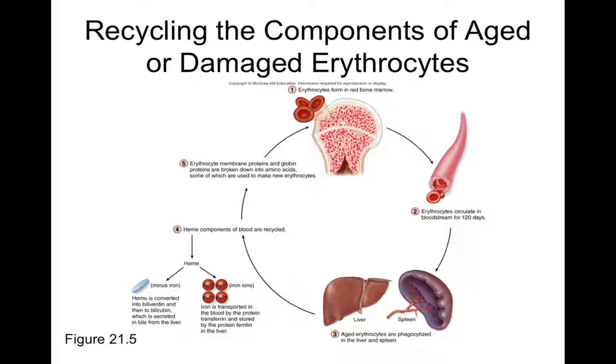Yeah, exactly. Now, what's interesting too, you guys, is that this bilirubin can be broken down further by bacteria in your gut into something called stercobilin, which is brown. And this is one of the reasons why feces are brown, because it's broken down bilirubin and it's converted by bacteria. That's what makes poop brown.